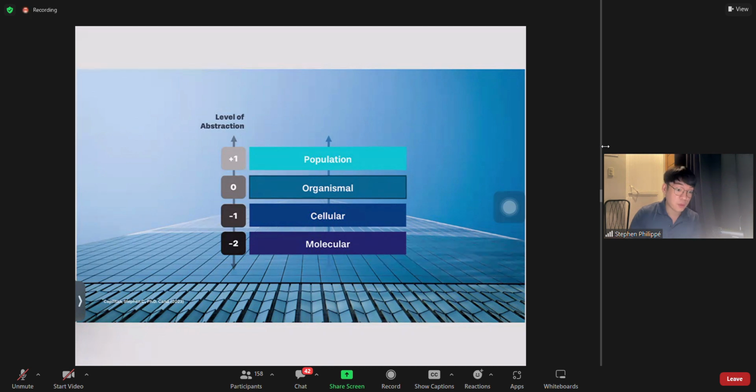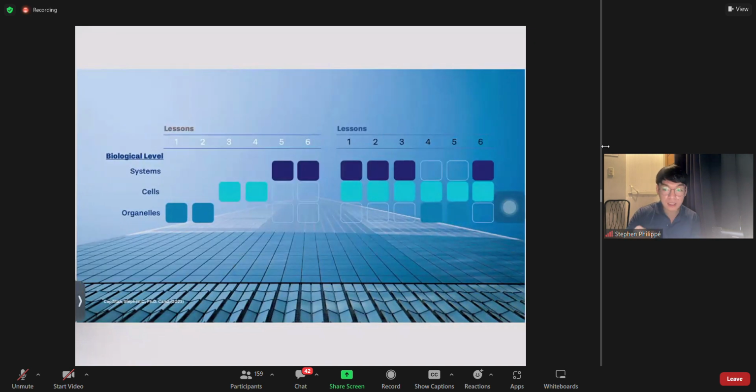our students in sciences to make meaning in the classroom. Like this lesson. On this right side, you have systems, cells, and organelles. I shaded here 1, 2, 3, 4, 5, and 6. So you can talk about systems and cells in one lesson, concepts of organelles and cells in another lesson, and you can yo-yo it actually.